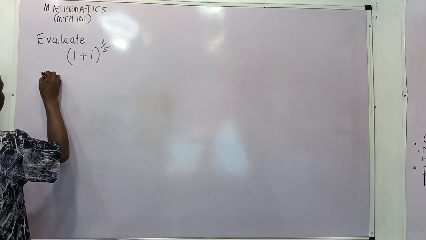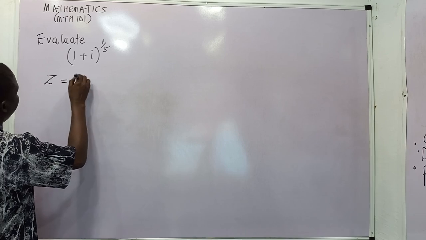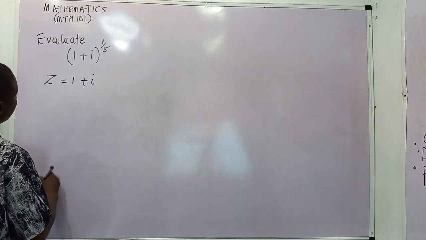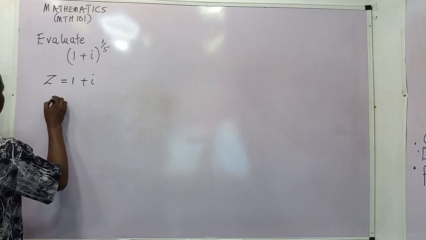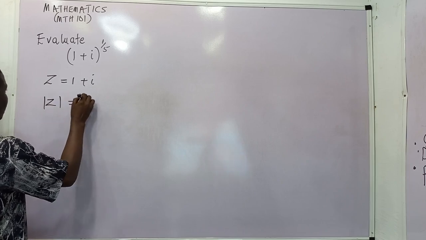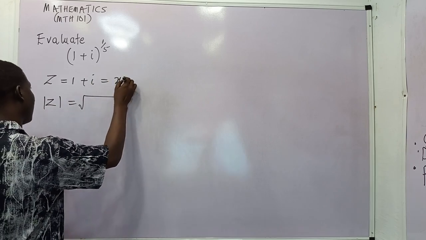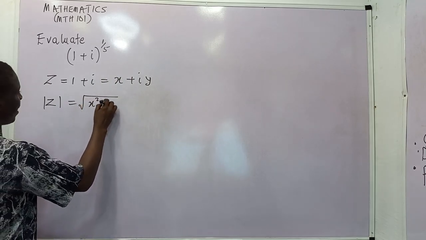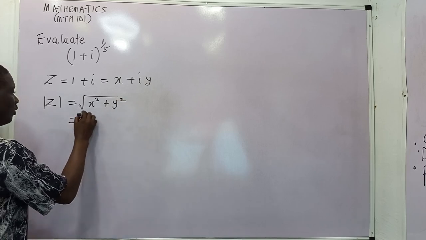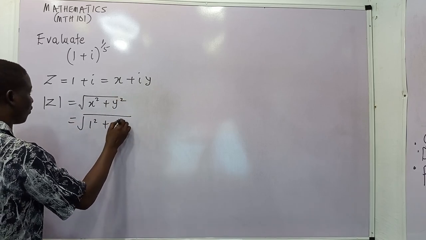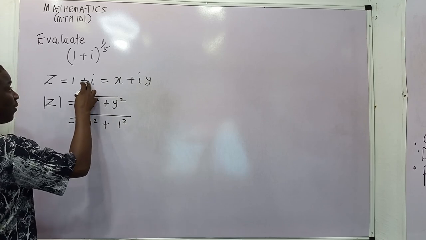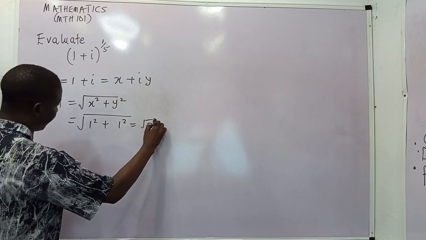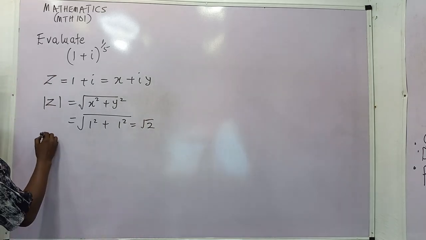Let z equal 1 plus i. We want to look for the polar form of this. The absolute value of z is the square root of x squared plus y squared, since z is x plus iy. That gives us 1 squared plus 1 squared, because the coefficient of i is your y, the imaginary part. This gives us the square root of 2.